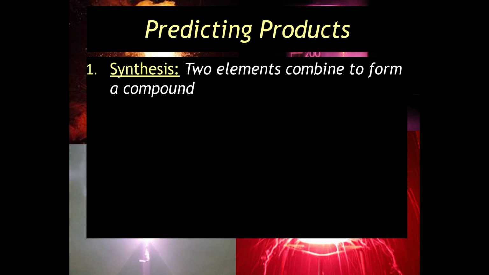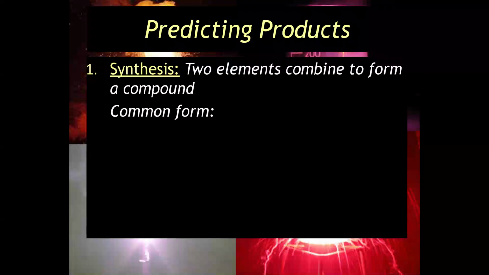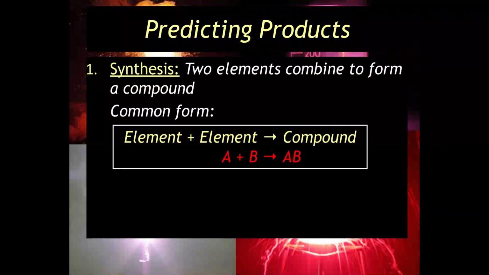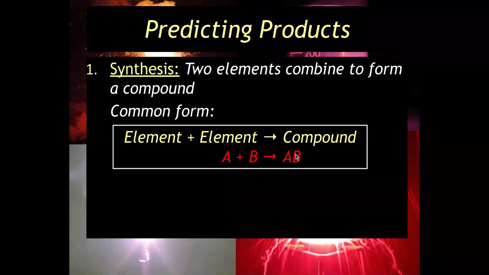Okay, so during a synthesis reaction, 2 elements combine to make a compound. Here's the common form. Here's the pattern, if you want to call it that. You've got one element plus another element makes a compound. We can use symbols for this if we want. We can say A plus B makes AB. The compound is just the 2 things on the left side of the arrow put together. Think of the word combine. You've just combined them.